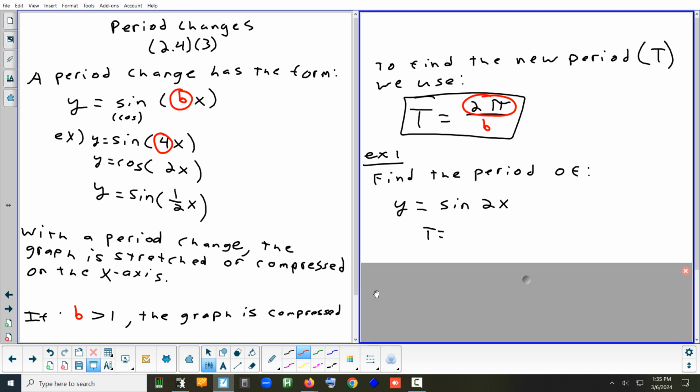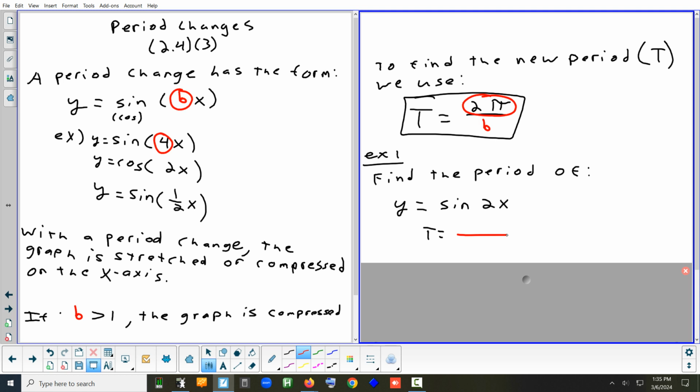Okay, let's see if we can find the period of this one. First of all, when you put a 2, does that stretch the graph, or does it compress it? Yeah, it compresses it. So when we find the period of this graph, it should be smaller. It should be compressed, shrink. It should be smaller than 2 pi. All right. So let's find the period.